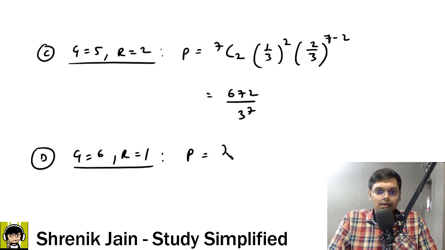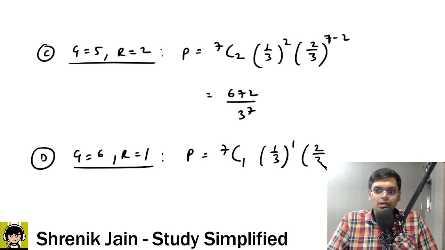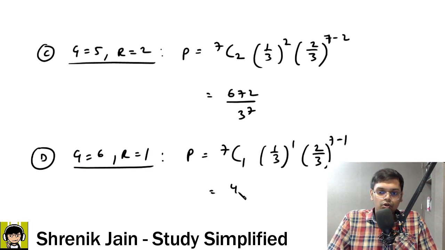Probability, 7 times you are tossing. You need 1 time red. Probability of getting red is 1/3. You need only 1 time. The remaining is green, so green is 2/3 probability. Vacant positions are 7 minus 1, so that time you should get green. And if you solve it, you will get 448 divided by 3 to the power 7.